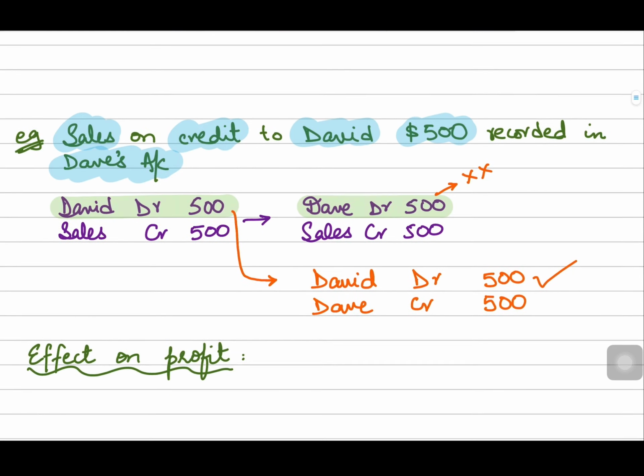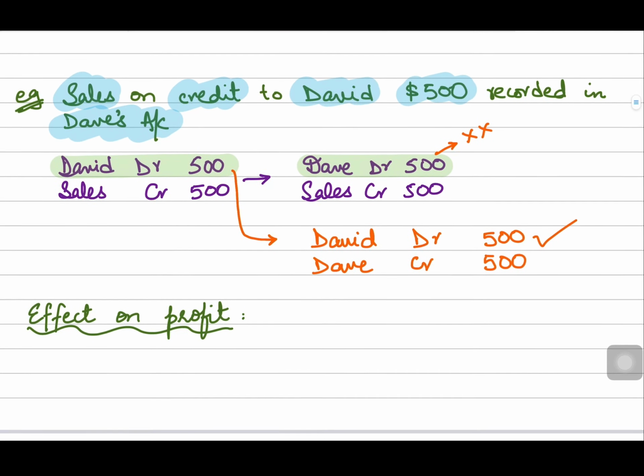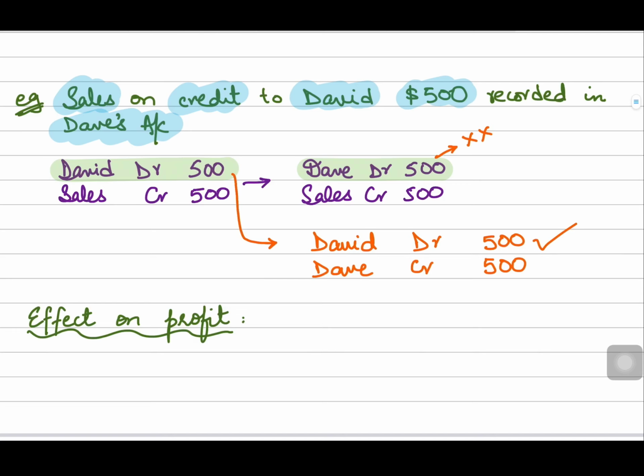Now what do you think, how will this correcting entry affect the profit of the business? If you are thinking that there will be no effect on profit, then you are correct, right? Why? Because the correcting entry involves only the debtors, and we know that all the debtors are the assets of the business. They are recorded in the statement of financial position and not in the income statement, right? So any account that doesn't affect the income statement will have no effect on the profit as well, right?